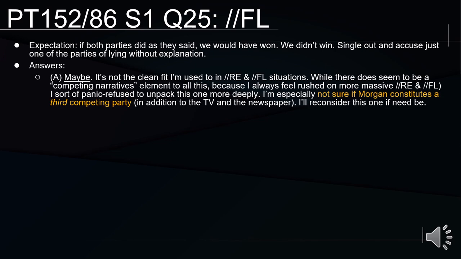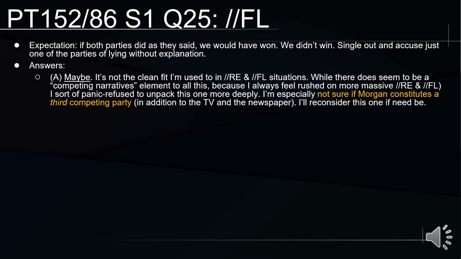Starting with A. According to the TV news, the traffic accident occurred on Aylmer Street, but if the accident occurred on Aylmer Street, Morgan could not have witnessed it from his kitchen window. I'm already getting weird vibes here. Is Morgan the other party? What's going on? Thus, the newspaper report was mistaken in its claim that Morgan witnessed the accident from his kitchen window. So it's not the clean fit that I'm used to in parallel reasoning, parallel flaw situations.